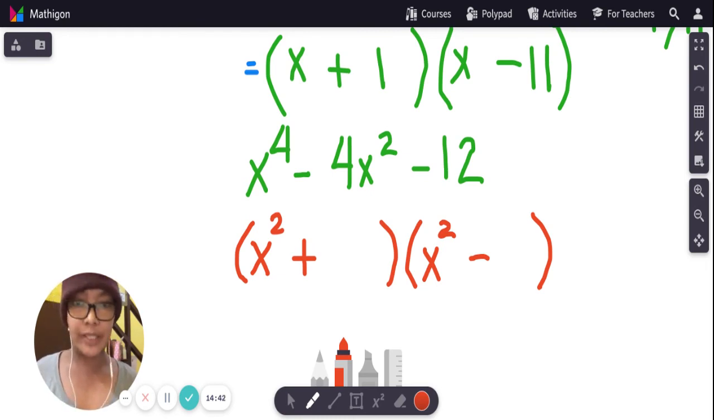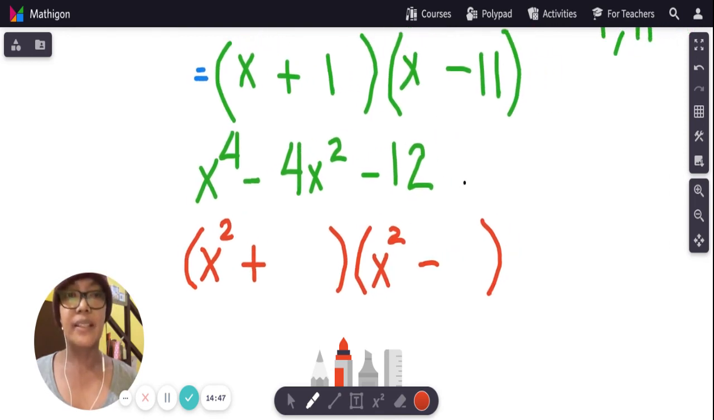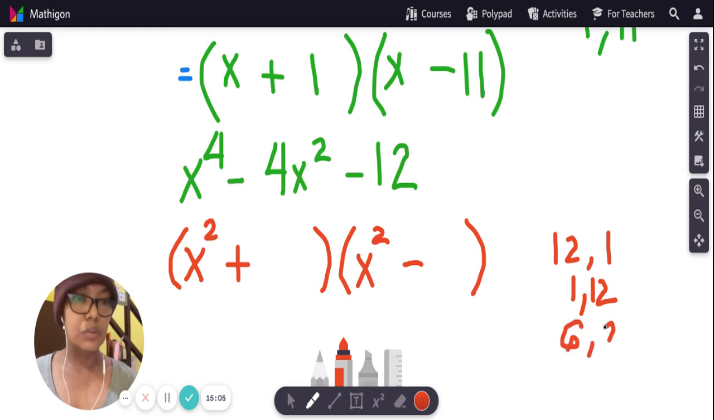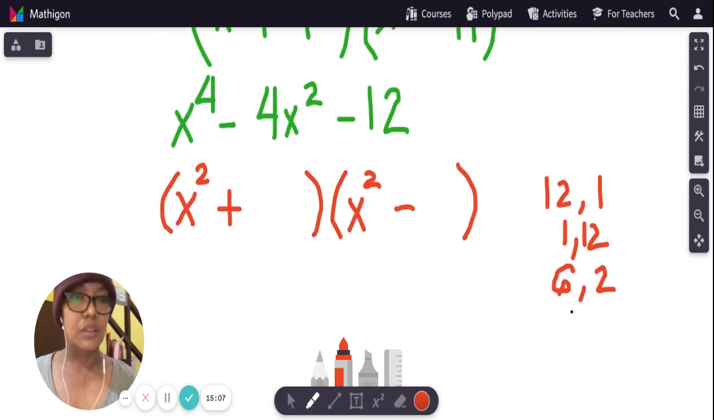So, ano pong kasunod niyan? Paano po natin to gagawin? So, you think of the factors of 12. Okay? So, again, ano po yung mga factors ng 12? 12 and 1, 1 and 12, right? Tama po ba? 6 and 2, 2 and 6, 4 and 3, 4 and 3, or saka 3 and 4.